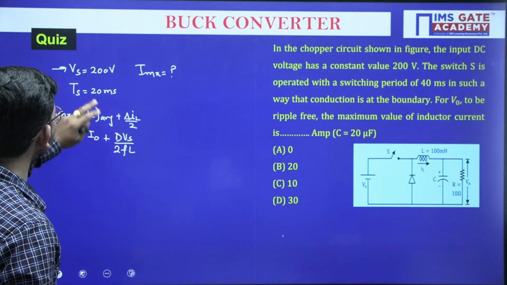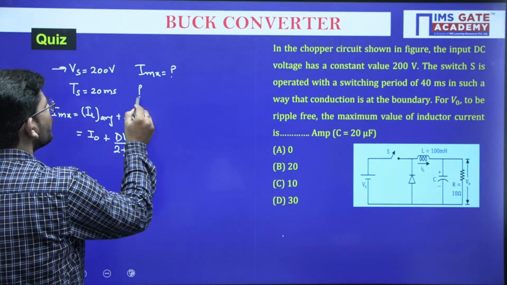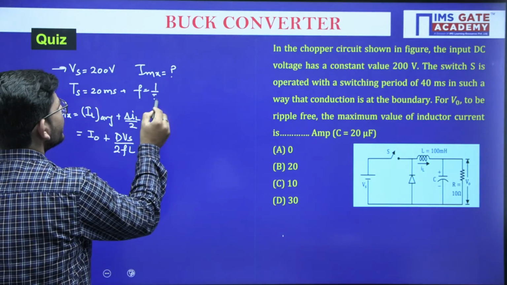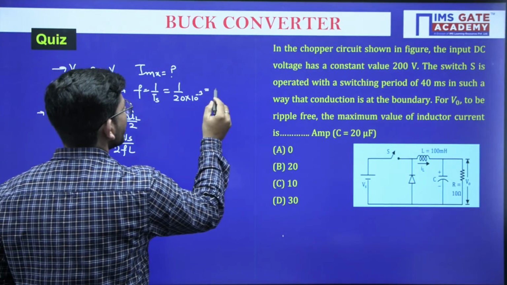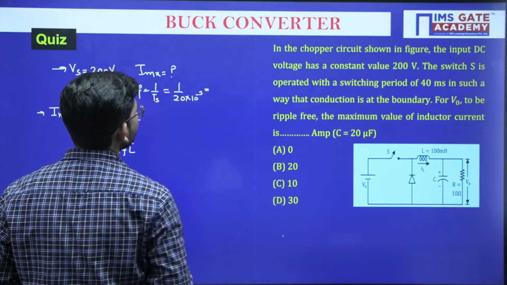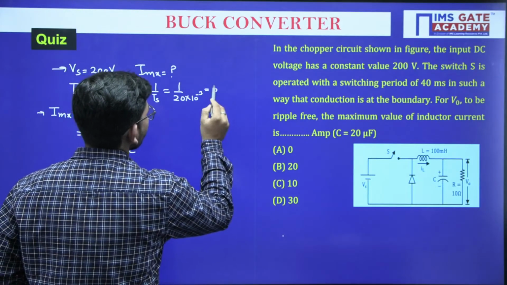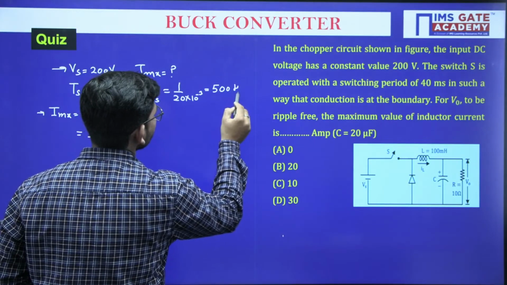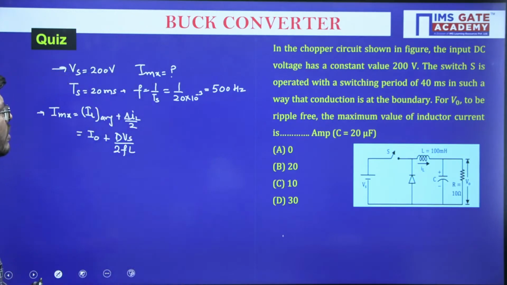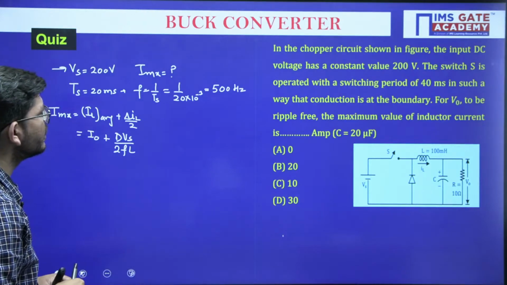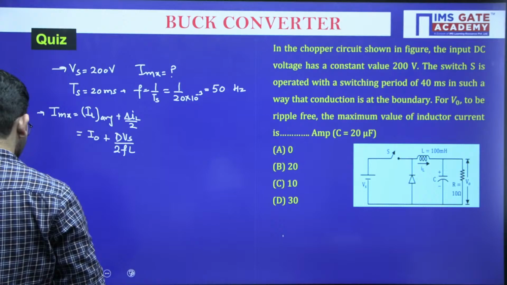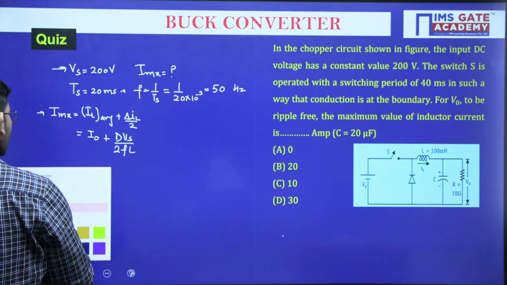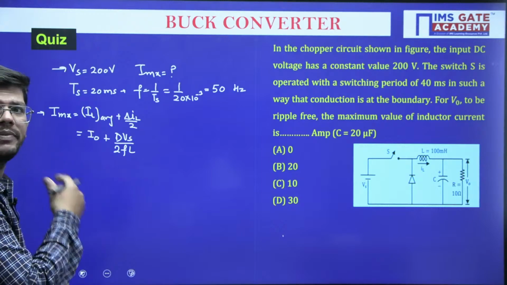Frequency we can calculate through Ts. If Ts is known, the frequency will be 1 by Ts. Let us calculate frequency first. Ts is 20 milliseconds, so that will be 1000 by 20, which is 50 Hertz. So this is how we will obtain the frequency.